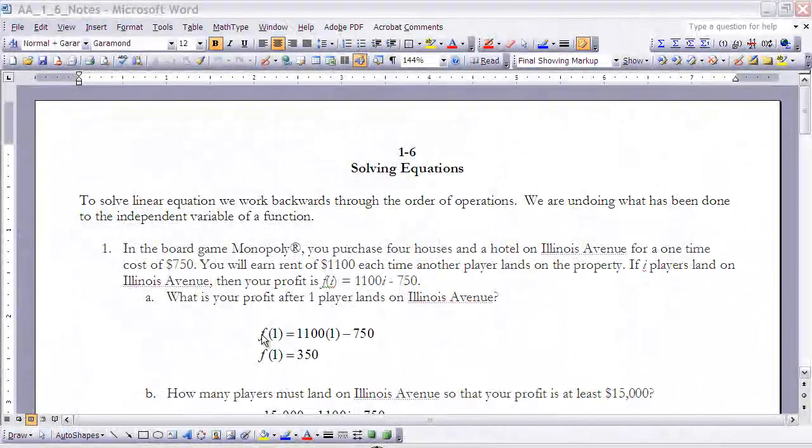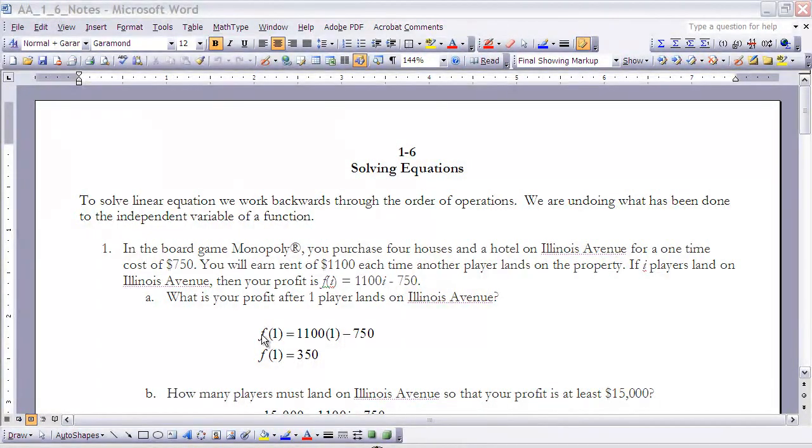So let's take a look at this first example. It says, in the board game Monopoly, you purchase 4 houses and a hotel on Illinois Avenue for a one-time cost of $750. You will earn rent of $1,100 each time another player lands on the property. If I players land on Illinois Avenue, then your profit is f of I equals 1,100I minus 750. What is your profit after one player lands on Illinois Avenue?